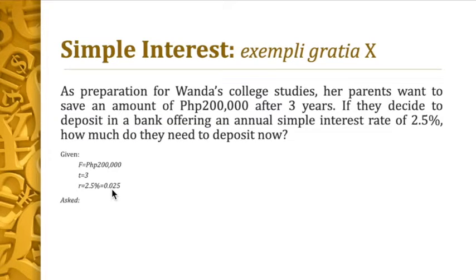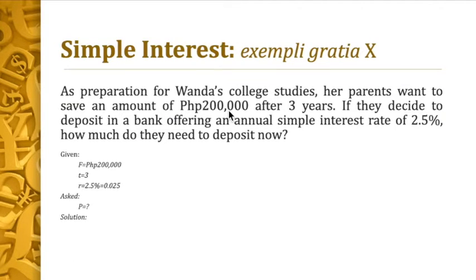How about your P? You're asked how much money do they need to deposit right now. So I mean right now. So from the now, we can say that this is the present amount, right? Or the principal amount, the starting amount, in such a way that after 3 years, it will become 200,000. So how much will they need to deposit right now?